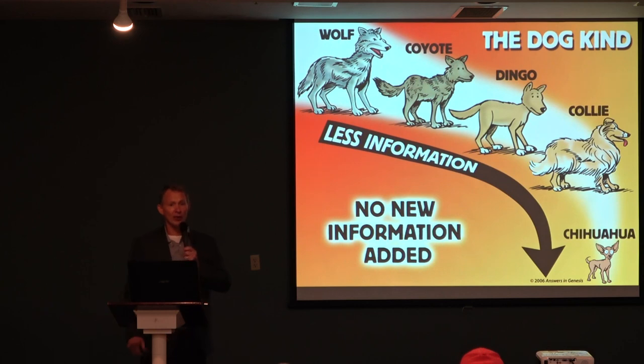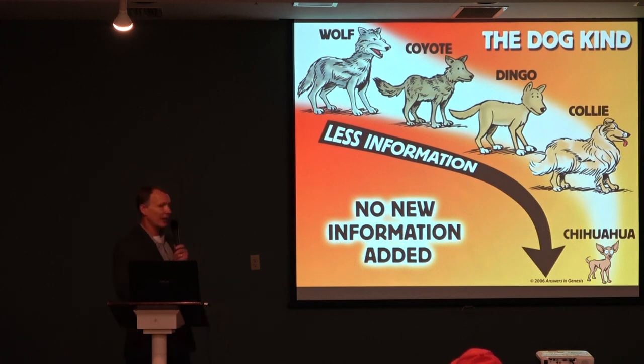And the original dog kind, let's say it was the wolf or some other kind of dog kind, God created all the initial genetic variability that that dog needed to get all the different varieties of dogs that we have today.